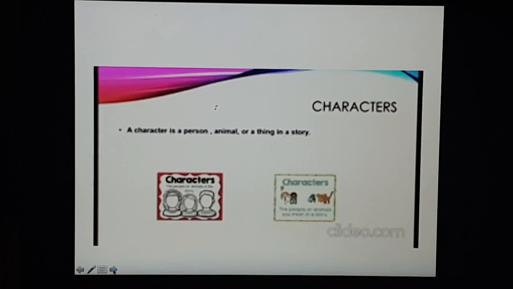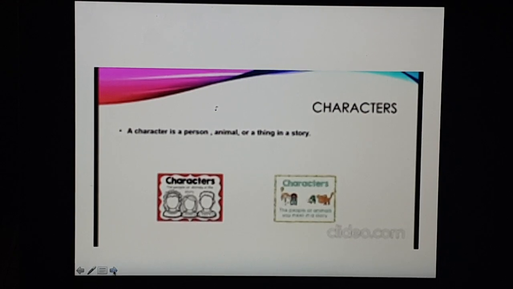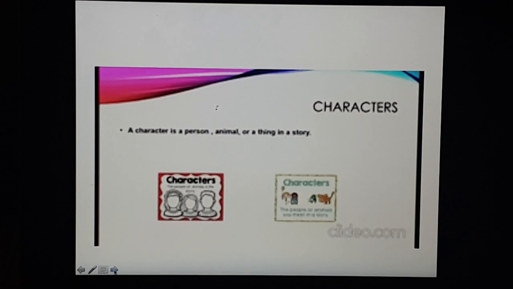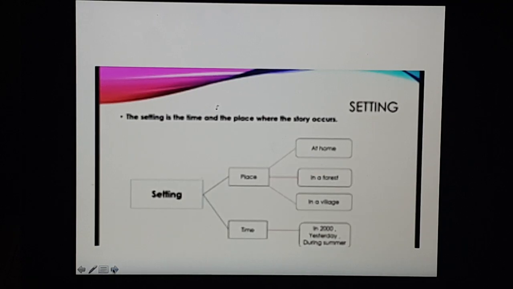So how are these elements used? First are the characters. A character can be a person or an animal or a thing in a story on which the whole story is based. What are these characters doing? What happens to them? It can be people, it can be animals, or it can be anything in the story.